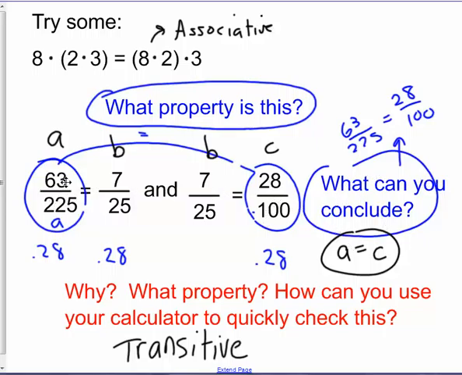If this is A, if A is equal to B, and it is, because I can divide each of these by 9 and I get to 7/25, and then this same number, 7/25, is equal to C, B is equal to C, 28/100, multiply 7 times 4, 25 times 4. What I can conclude is that this 63/225 is equal to 28/100. That's the transitive property of equality. And we just did a quick check. We changed each of these to decimals, and all of them are 0.28.